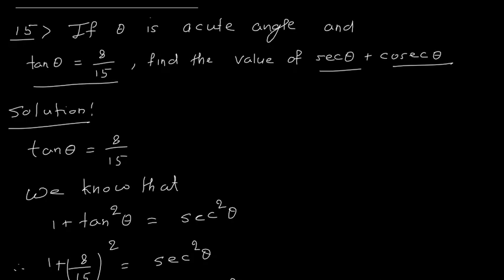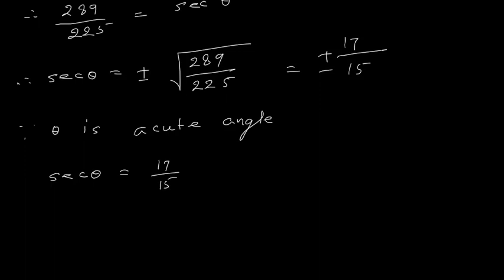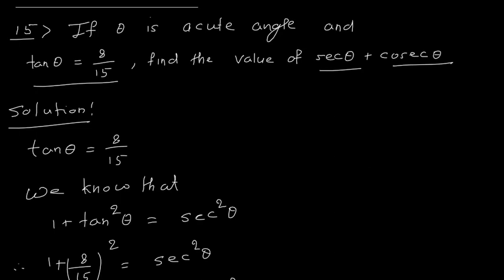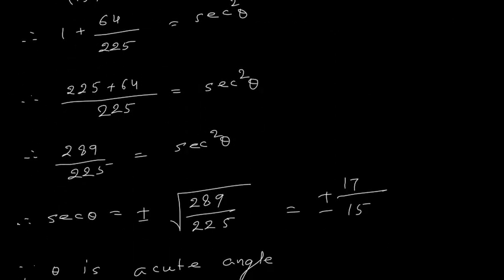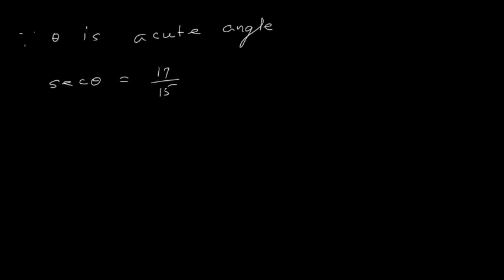If theta is an acute angle, so here we have been given theta is an acute angle, so since theta is acute, we will say that sec theta is equal to 17 upon 15. Now I got the value of sec theta. We have to find sec theta plus cosec theta. Cosec theta is the reciprocal of sine, so let us first find sin theta.